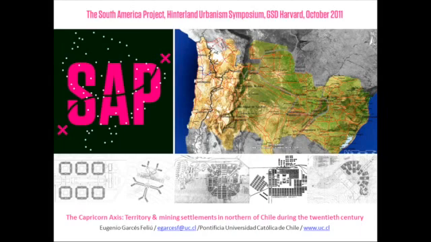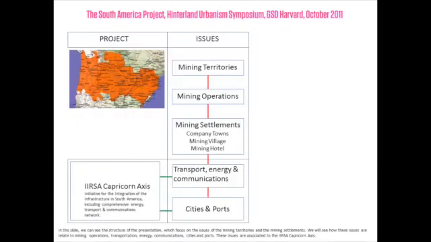I'm going to show you a presentation with the title The Capricorn Axis, Territory and Mining Settlements in Northern Chile during the 20th century. In this slide, we can see the structure of the presentation, which focuses on the issues of the mining territories and the mining settlements. We will see how these issues are related to mining operations, transportation, energy, communications, cities and ports, forming the mining territory. These issues are associated with the IIRSA Capricorn axis. This is the issue I'm going to try to show you, and here comes the IIRSA Capricorn axis.